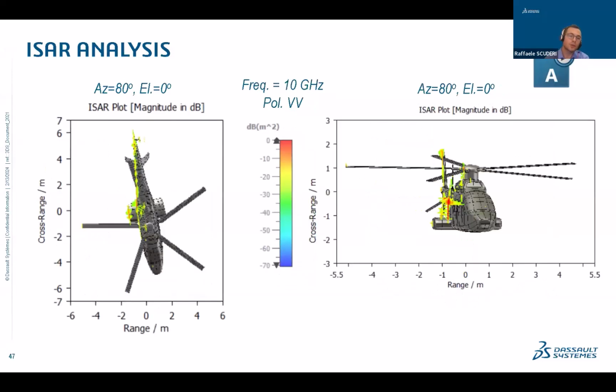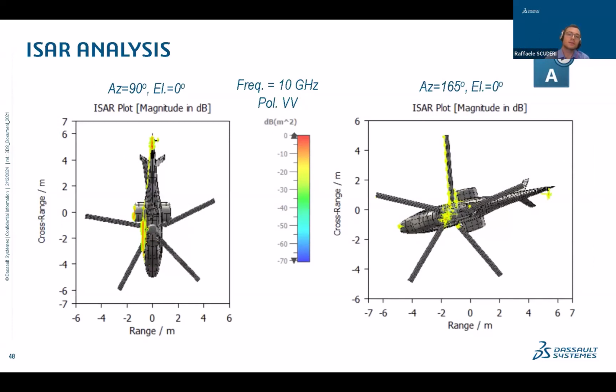And here I'm just showing different ISAR images for this helicopter. It's also pretty interesting to see that we can calculate this range, cross-range azimuth on the left-hand side. When I say cross-range, I can distinguish between cross-range azimuth and cross-range elevation, that we see on the right-hand side.